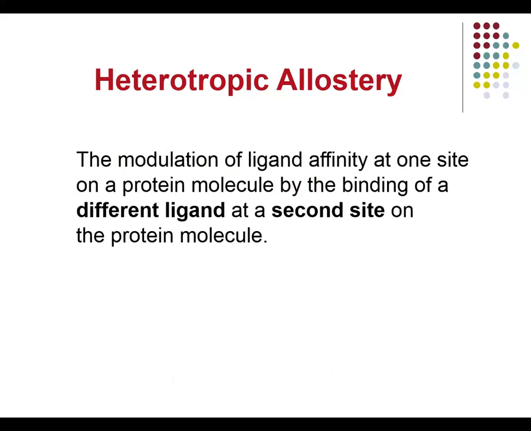Now, there's also heterotropic allostery within human hemoglobin. For example, the binding of something like 2,3-BPG, or bisphosphoglycerate, is going to alter the oxygen affinity of human hemoglobin. This mode of allostery is referred to as heterotropic allostery because 2,3-BPG is a different ligand than oxygen. The formal definition of heterotropic allostery is that modulation of oxygen affinity at one site on a protein is influenced by the binding of a different ligand at a different site on the protein molecule.